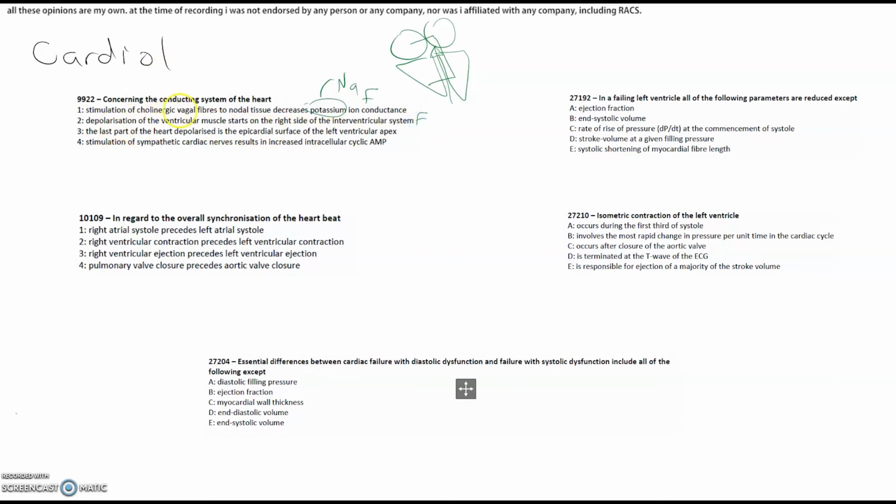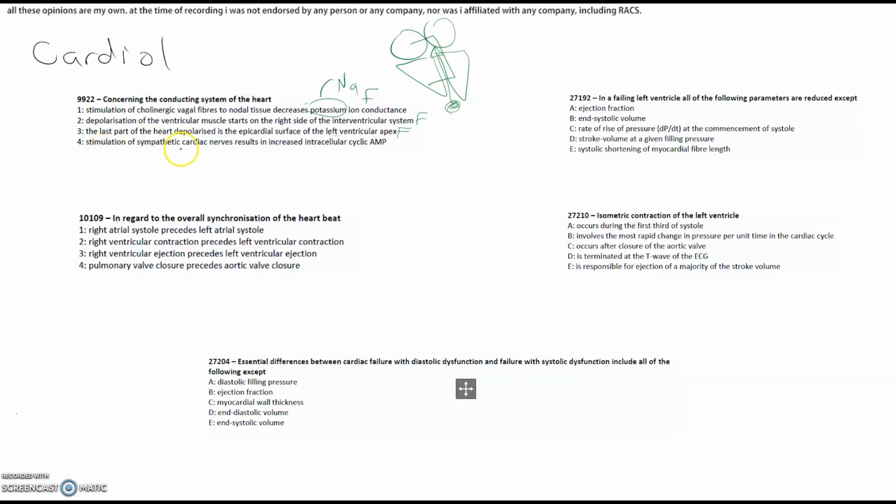The last part of the heart to be depolarized is the epicardial surface of the left ventricular apex. So we know that the depolarization goes from the apex, so the first part of the apex, down to the base. Based on that, that makes this answer false. And even if you've forgotten whether it was endocardium or epicardium which comes first, because the left ventricular apex part of this question is false, that automatically makes that answer false.